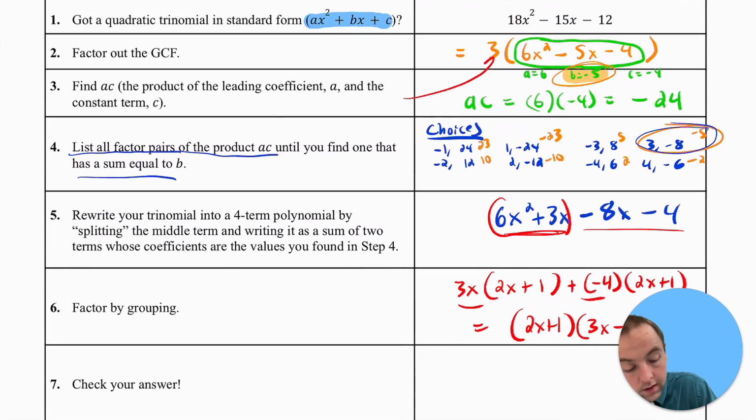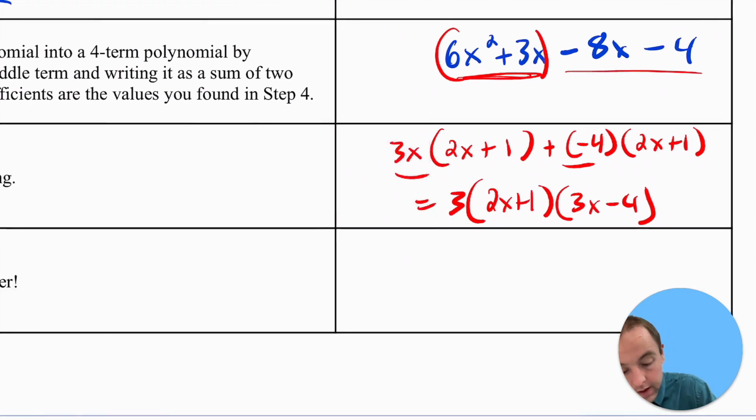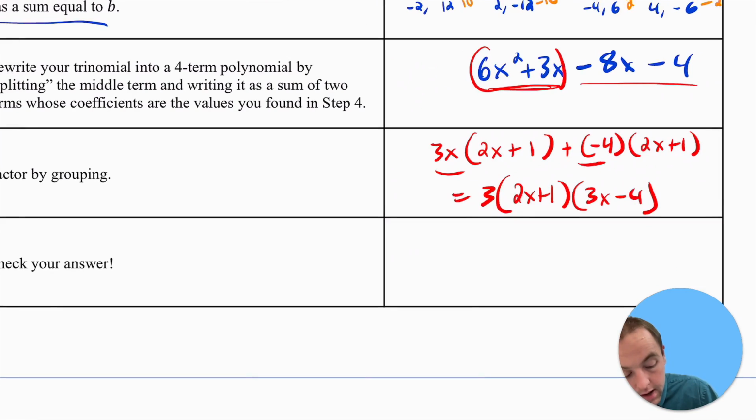Now, I guess I should recognize that we did take out that GCF of 3 to begin with. So we'd want to have that 3. And so then, yeah, that would factor that. And of course, you can always check your answer.